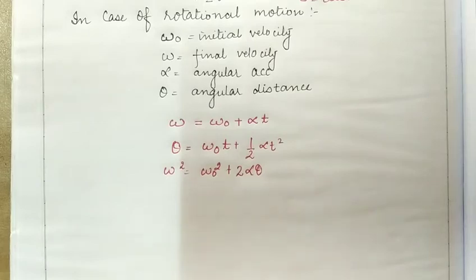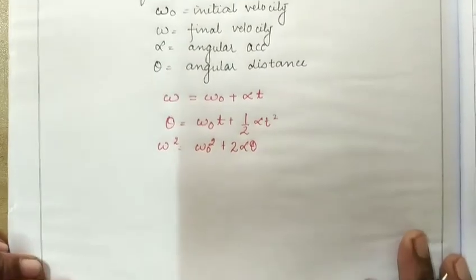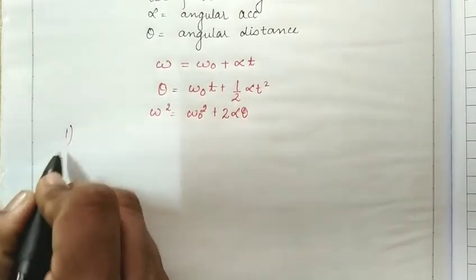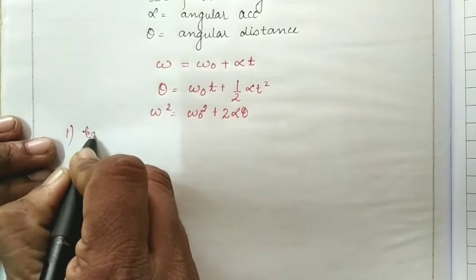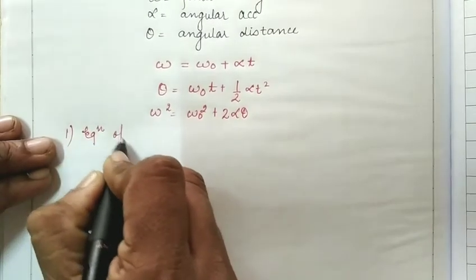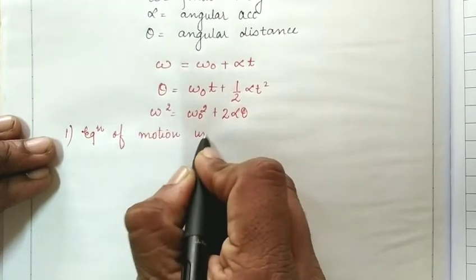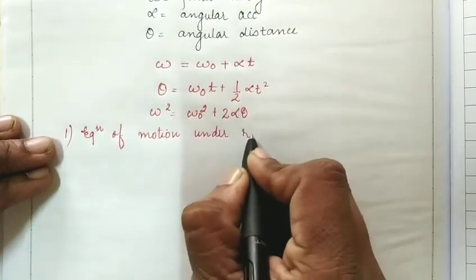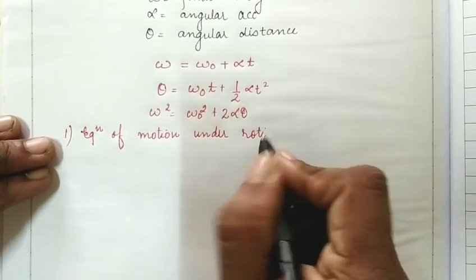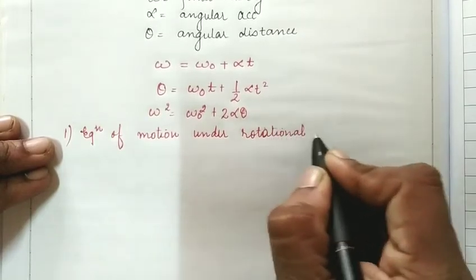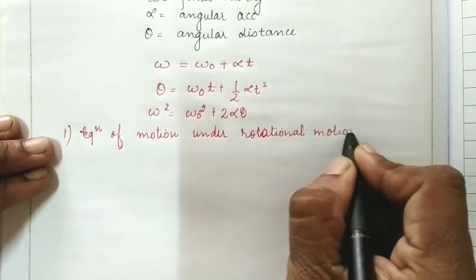So students, how can we calculate these equations and how can we derive them? Let's start with the derivation part. First I am going to give you the idea of how to calculate the first equation of motion under the rotational motion, how it can be achieved.